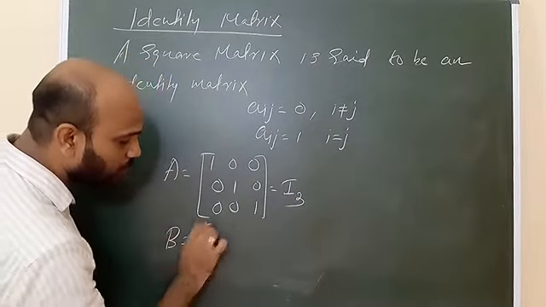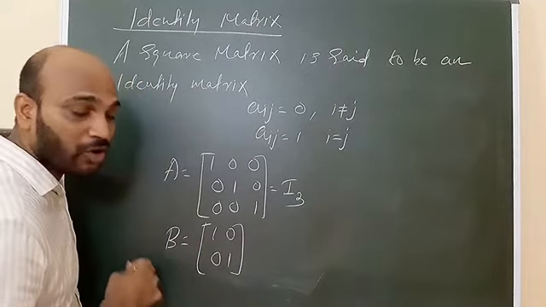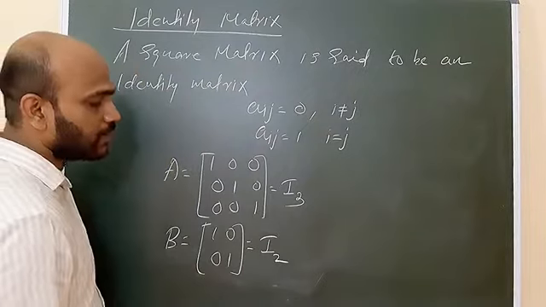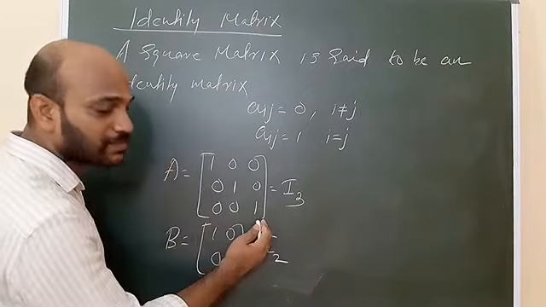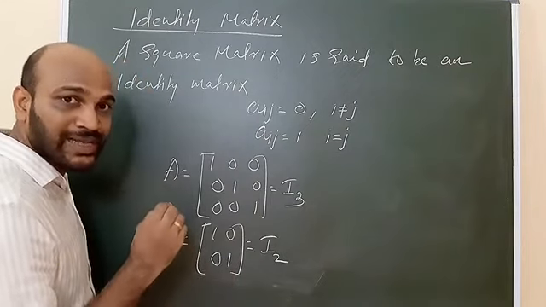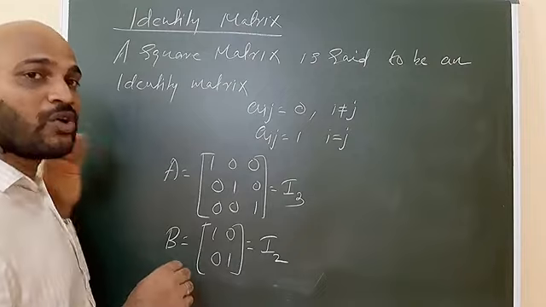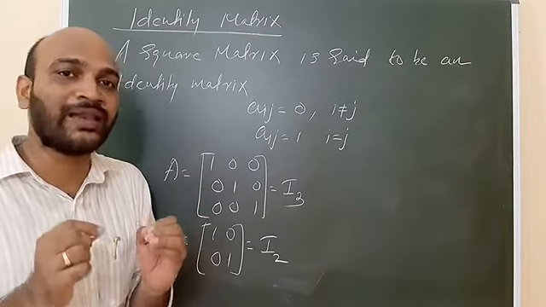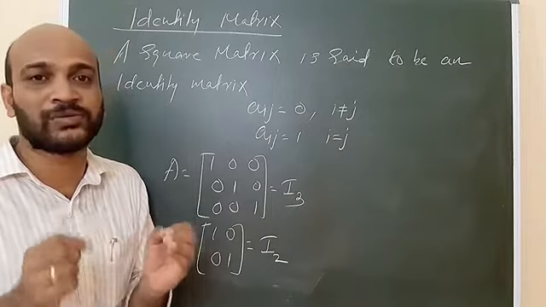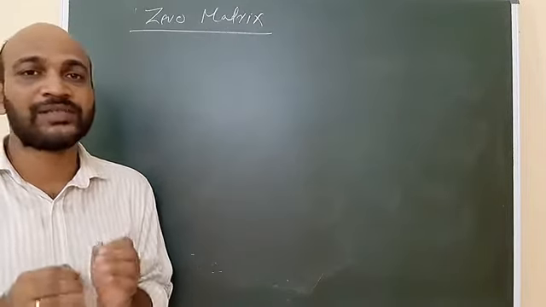Suppose B equal to 1 0, 0 1. This is the identity matrix of order 2. We can denote it by I2. What is the trace of this matrix? 2. The trace of I3 is 3. So what about the trace of an identity matrix of order n? The trace of an identity matrix of order n is n, because we have to add 1 n times, 1 plus 1 plus and so on, n times.